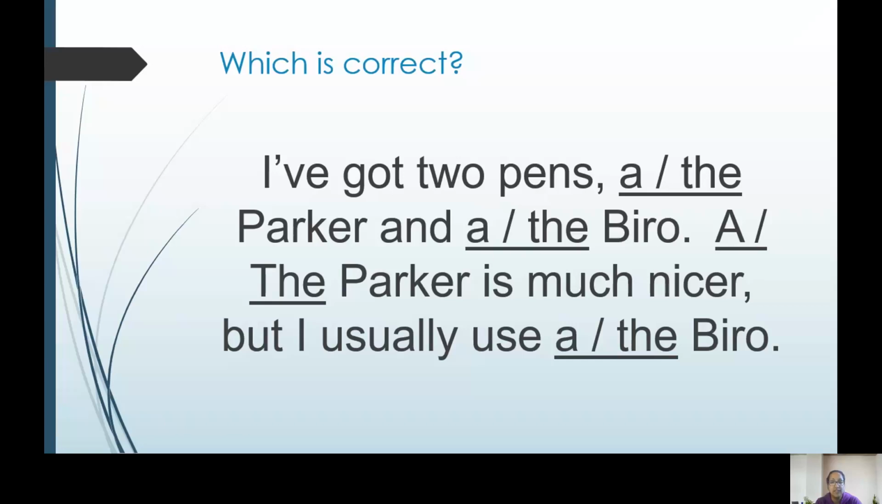Which is correct here? I've got two pens, a or the Parker, and a or the biro. A or the Parker is much nicer, but I usually use a or the biro. Well, in the first sentence, we need a Parker and a biro because we mentioned them for the first time. In the second sentence, we need the Parker and the biro because we're talking about the two pens that we have already.